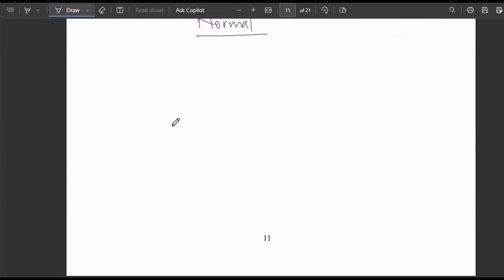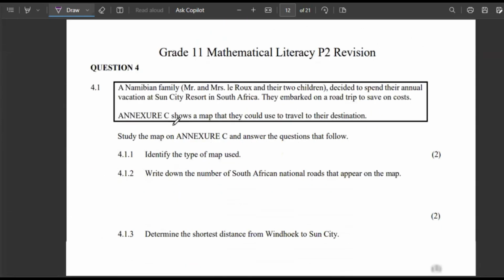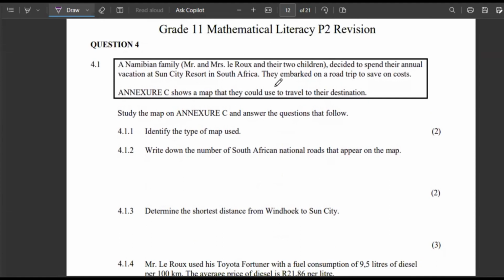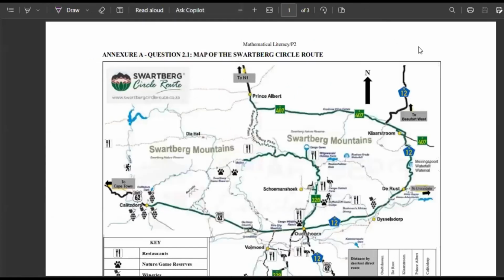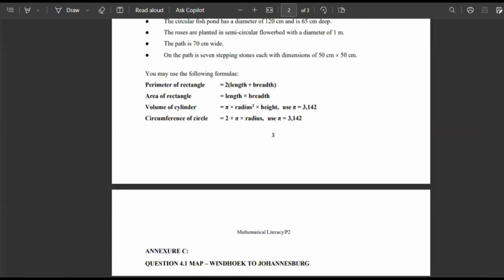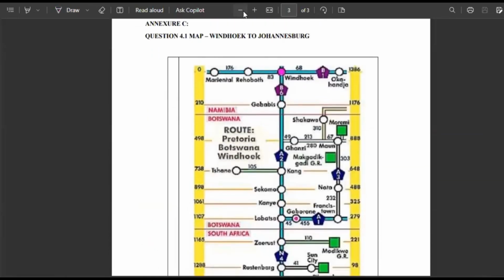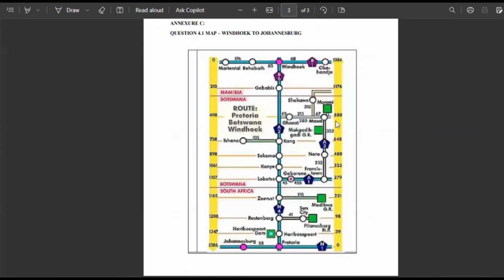Anyway, we continue. Let's look at this other one now, it's a map. I'm just doing revision. I'm passing through and we go on. They're telling us to look at annexure C. Annexure C, here we go. This is how it will look like. This is what we call a strip map.